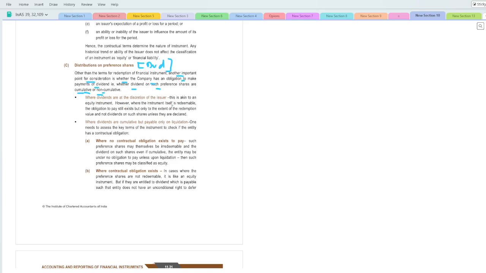However, where the instrument itself is redeemable, the obligation to pay still exists, but only to the extent of the redemption of the value, not the dividend.